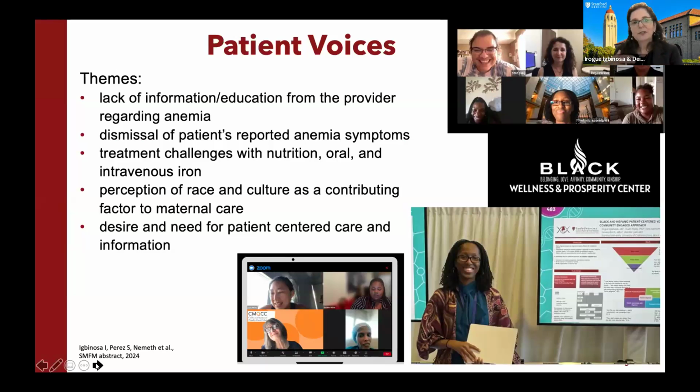There was a perception of dismissal of the patient-reported symptoms. There were definitely treatment challenges around nutrition and oral and IV iron. There was a perception that race and culture were contributing factors to maternal care. And finally, a very strong desire and need for more patient-centered care and information. People want to do better. They want to take good care of their babies. They want to feel good and do the right things. And yet a lot of this was not being adequately transmitted to them in prenatal care.